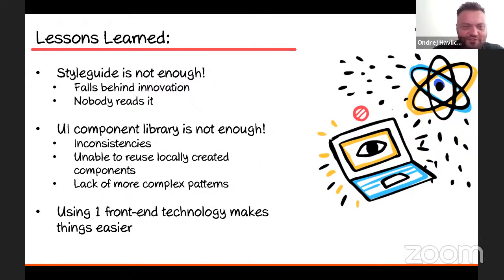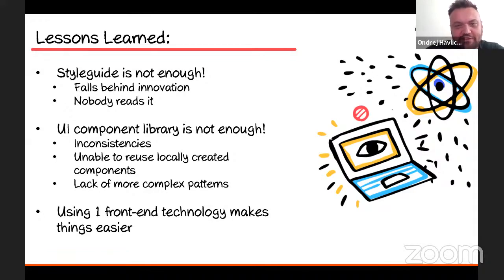It falls behind innovation. Nobody reads it in the end, and so it's a kind of dead thing. Also, a UI component library without correct processes, without management, is not enough. We ended up with a component library with something like 400 components, and the problem was that they were locally created, locally used, so we were unable to reuse them across the portfolio, and we lacked more complex patterns.